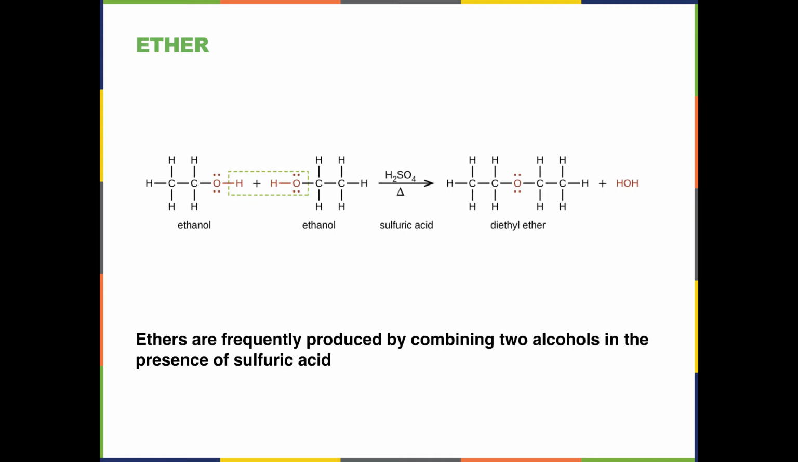Ethers are frequently produced by combining 2 alcohols in the presence of sulfuric acid. So here you have, and sulfuric acid tends to be a dehydrating agent, meaning that it removes water from a situation. So you have, in this case, 2 ethanols, and then at the end you have diethyl ether or ethoxyethane.